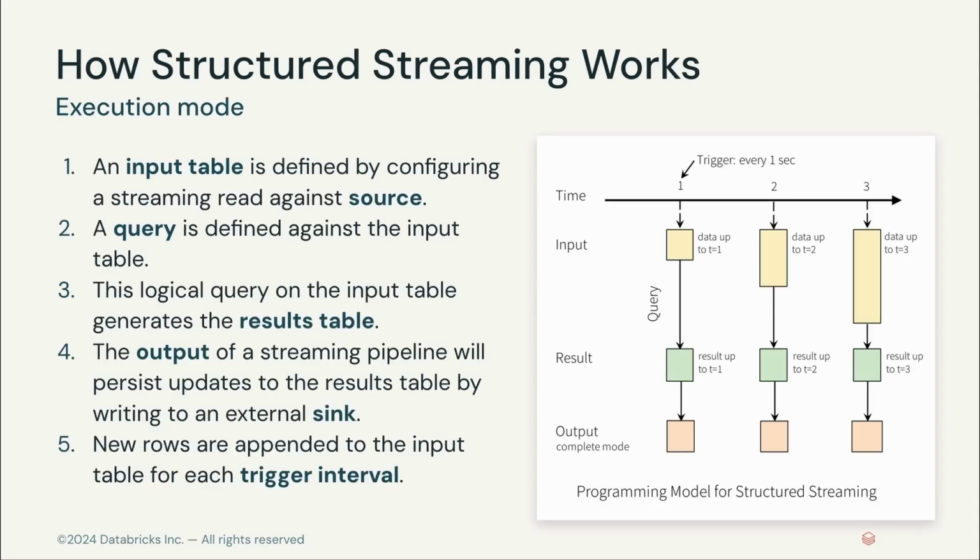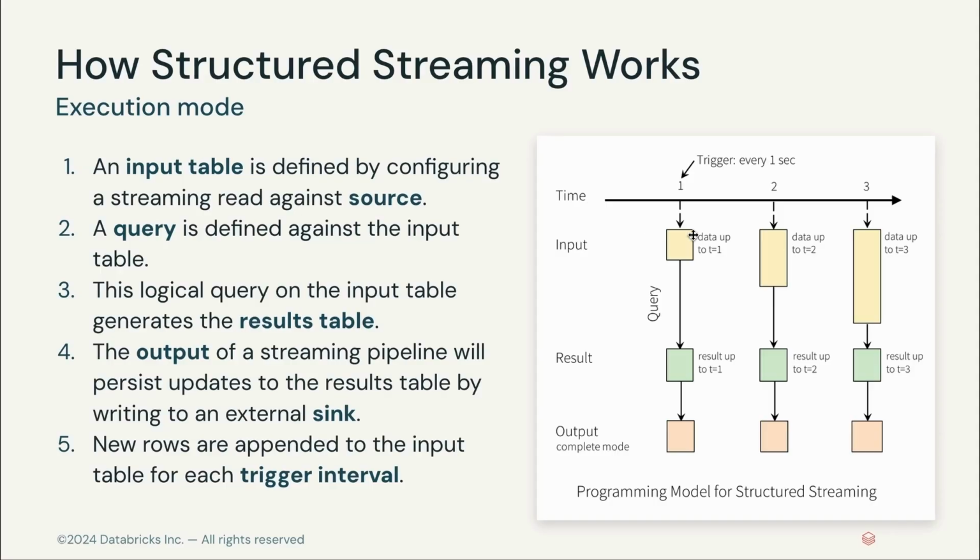How then does structured streaming work? We have an input table that is defined by configuring a streaming read against a specific source, and that source is going to be some table, and a query that's defined against that input table where we seek to pull data from that input table. That then gives us a results table that can be output out of the streaming pipeline and persisted to some specific sink external to the pipeline itself.